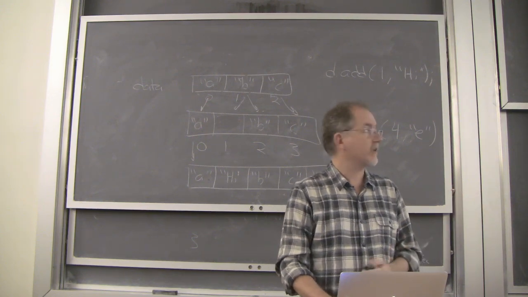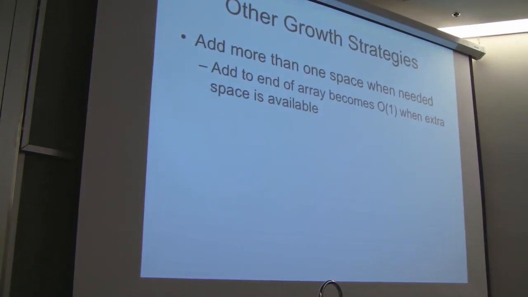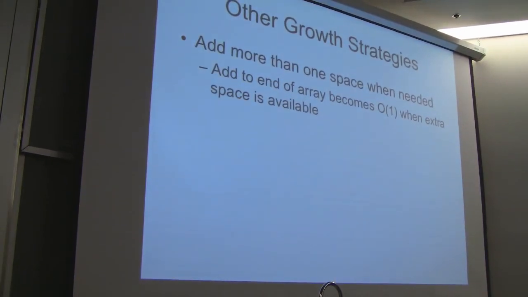So we need a different growth strategy. A different growth strategy is when we add something, let's add some extra spaces, and then the next time we want to add something, we don't have to make the new array. Maybe you don't even have to copy the whole thing. Okay, so we're going to add like 5 spaces instead of 1.